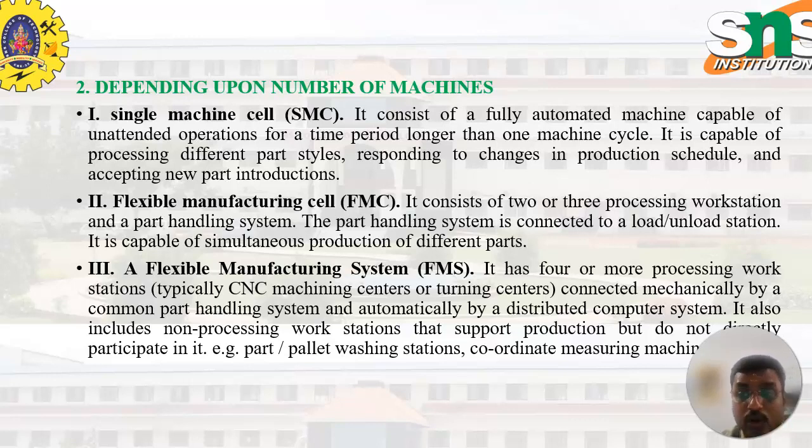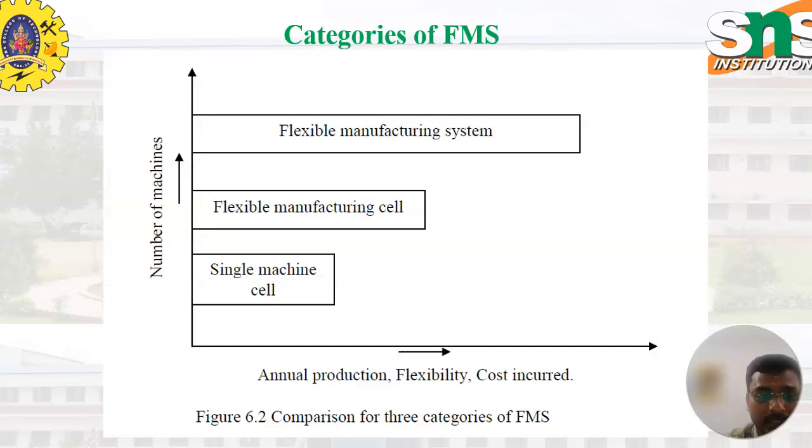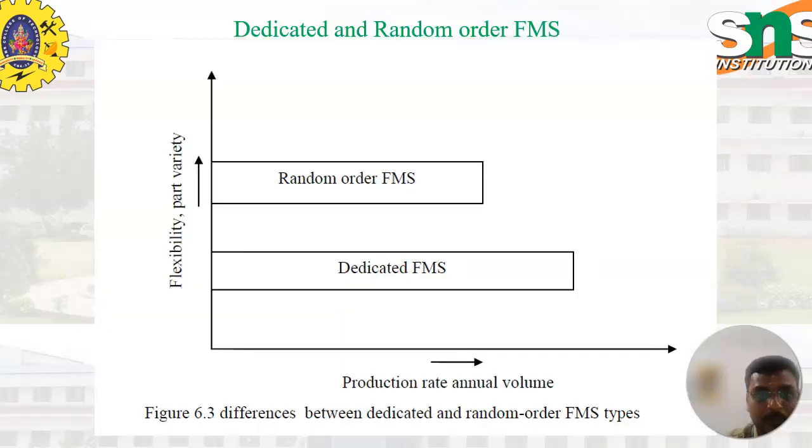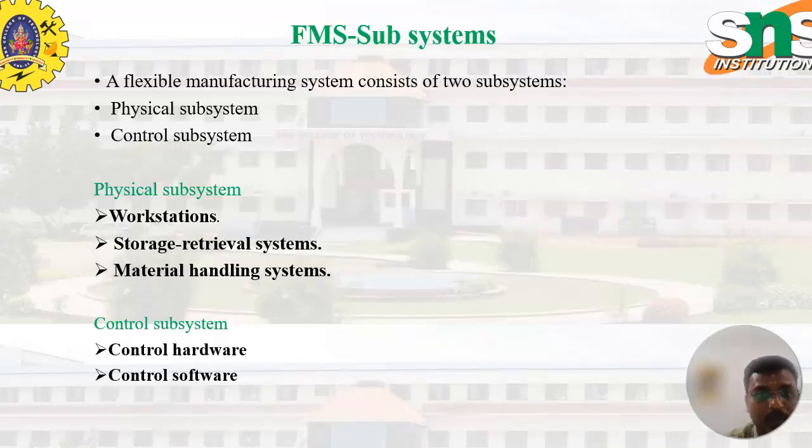FMS has four or more processing workstations. It will be interconnected with CNC machining centers and turning centers to complete the process. These are the categories of FMS: single machine cell, flexible manufacturing cell, and FMS. Then depending upon the level of flexibility, we have two types: the dedicated FMS and the random order FMS. This is about the flexible manufacturing system.